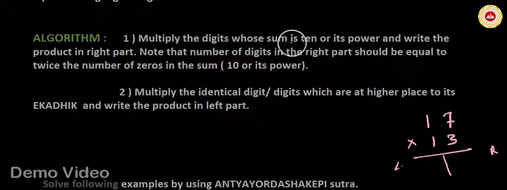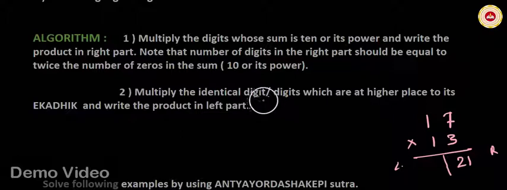Multiply the digits whose sum is 10 or its power and write the product in the right part. See, 7 multiplied by 3. Multiply these two digits whose sum is 10 or its power, in this case 7 and 3. So 7 threes are 21. Write 21 in the right part. What is the second step?